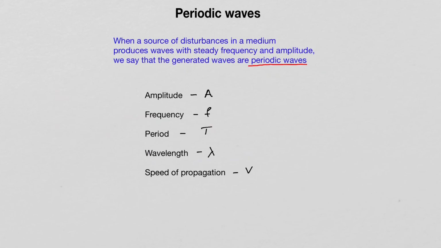So what are the units for those parameters? For amplitude, the basic unit is meters, but of course it can be centimeters or millimeters, any unit of length, but the base unit is meters. For frequency, we already know it's the hertz.